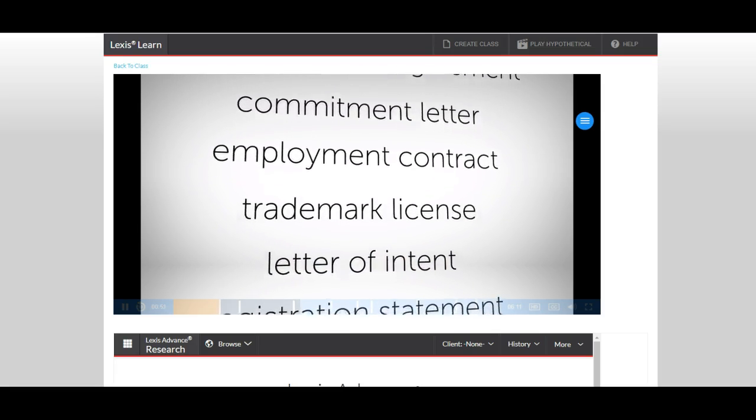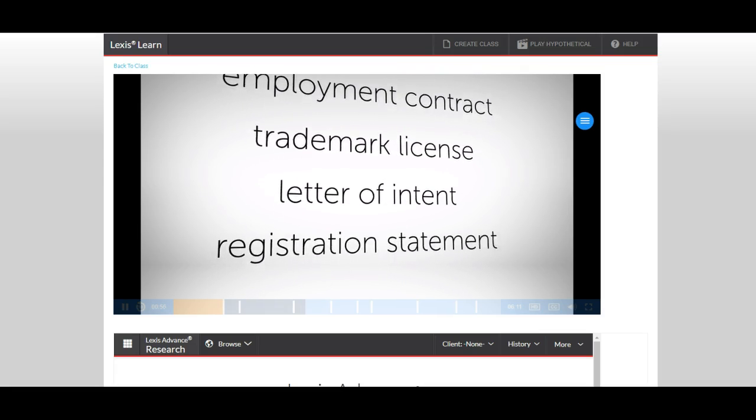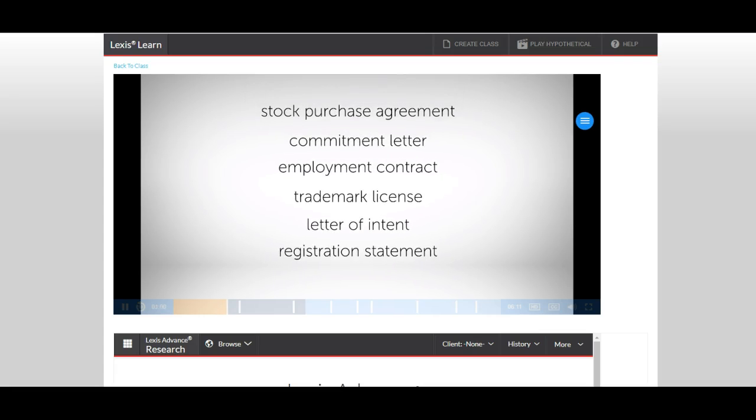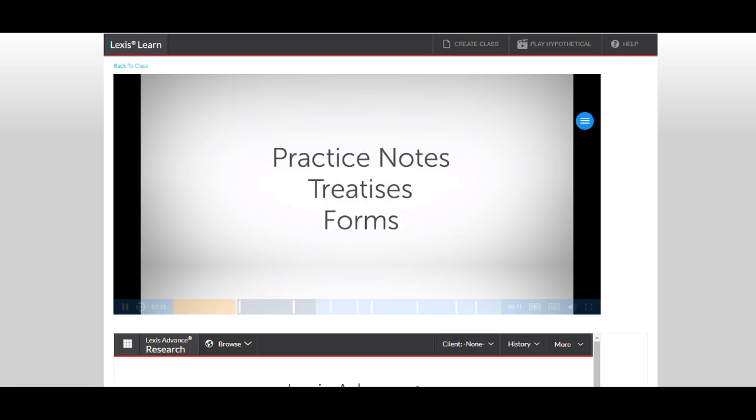Transactional drafting gets easier as you build your practice. You'll develop a bank of forms, understand the nuances of specific clauses, and learn questions to ask before you start drafting. Until then, you'll want to do what most new attorneys do. Use practice notes, treatises, and forms to help draft whatever documents you're asked to work on.